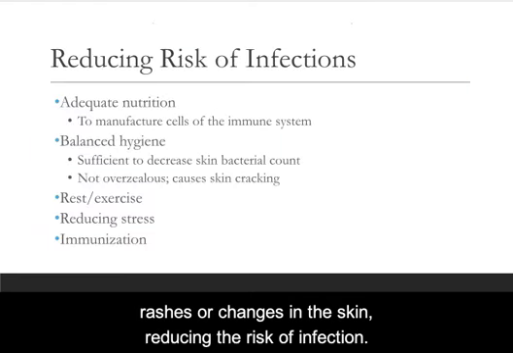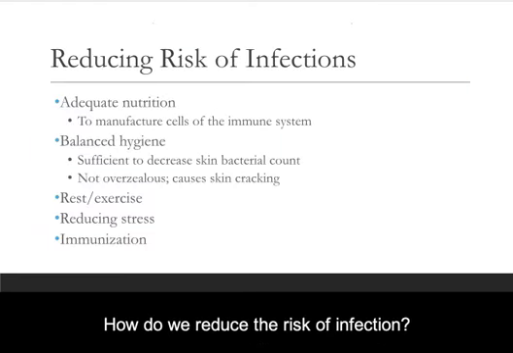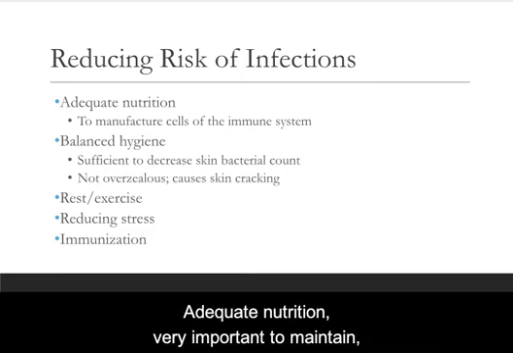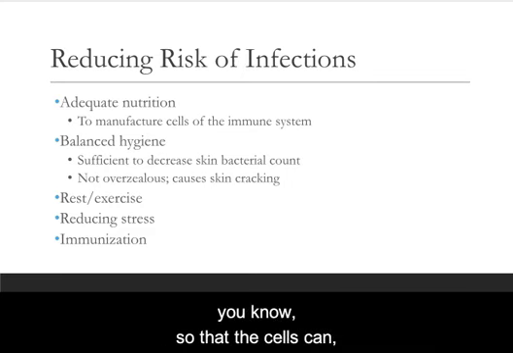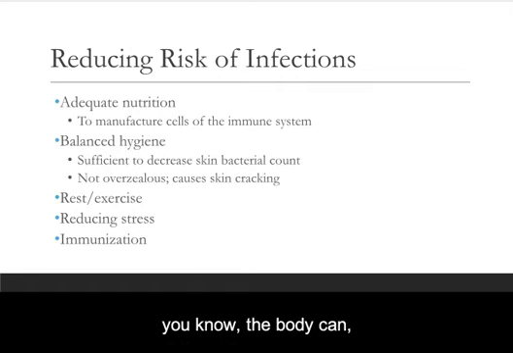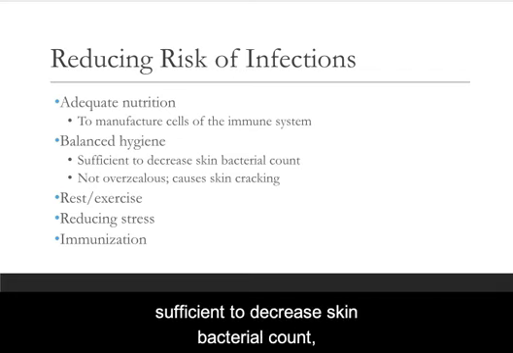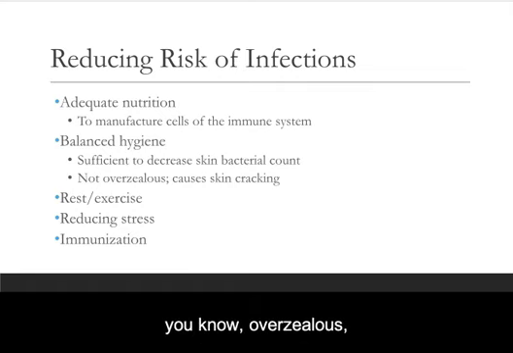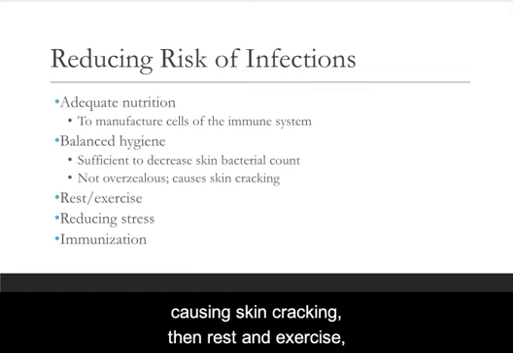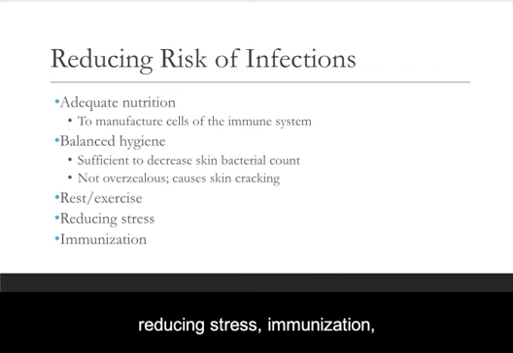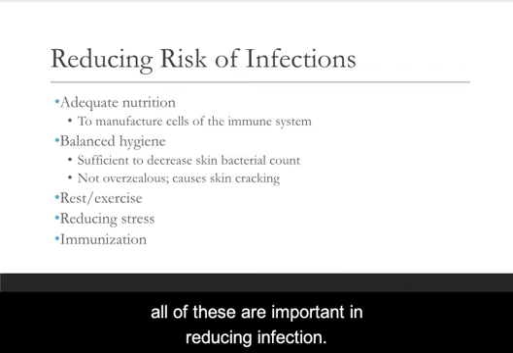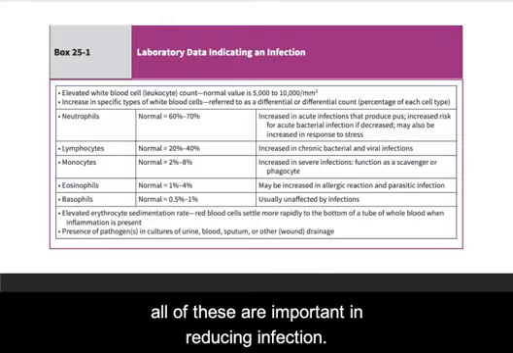Reducing the risk of infection. How do we reduce the risk of infection? Adequate nutrition, very important to maintain, so that your immune system can protect you against infections. Balanced hygiene, sufficient to decrease skin bacterial count, not overzealous, causing skin cracking. Then rest and exercise, reducing stress, immunization. All of these are important in reducing infection.